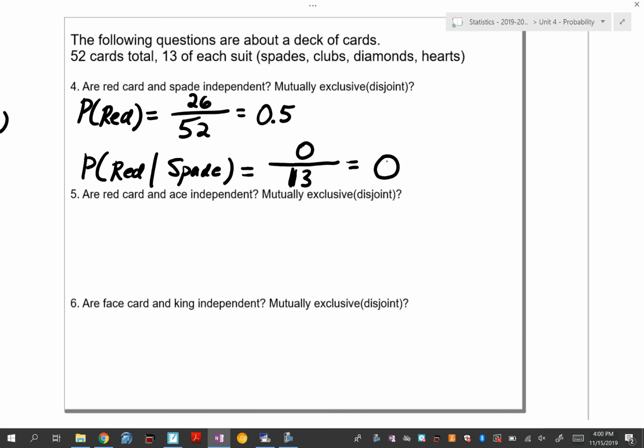No, and more importantly, they're not just not the same. So definitely not independent. But one went to 0. We can't have red spades. So these are actually disjoint. They're mutually exclusive. There are no red spades that exist.